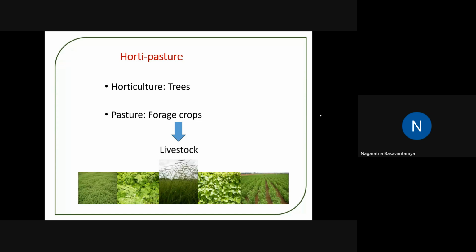As you all know, it's a combination of horticulture trees as well as, when it comes to pasture, the forage crops. So it has two components, the horticulture components as well as the pasture components. And when I speak about the pasture components, inevitably we will look into how livestock matters for food security. I am not going to talk much about the horticulture trees because it's altogether a different domain, but how we can introduce the forage crops in the horticulture trees would be the focus of my talk today.